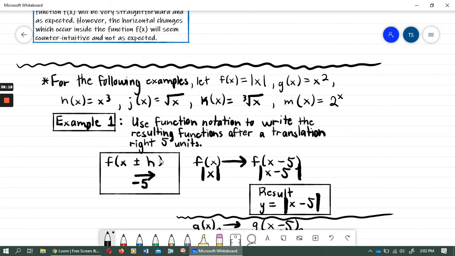Okay? So right 5 would be us putting a minus 5 in here with the x. And again, I know that seems counterintuitive for something to the right being negative, right? Yeah, they just don't even sound right, Mr. Starkey. Going to the right, we have to put a negative number in there.